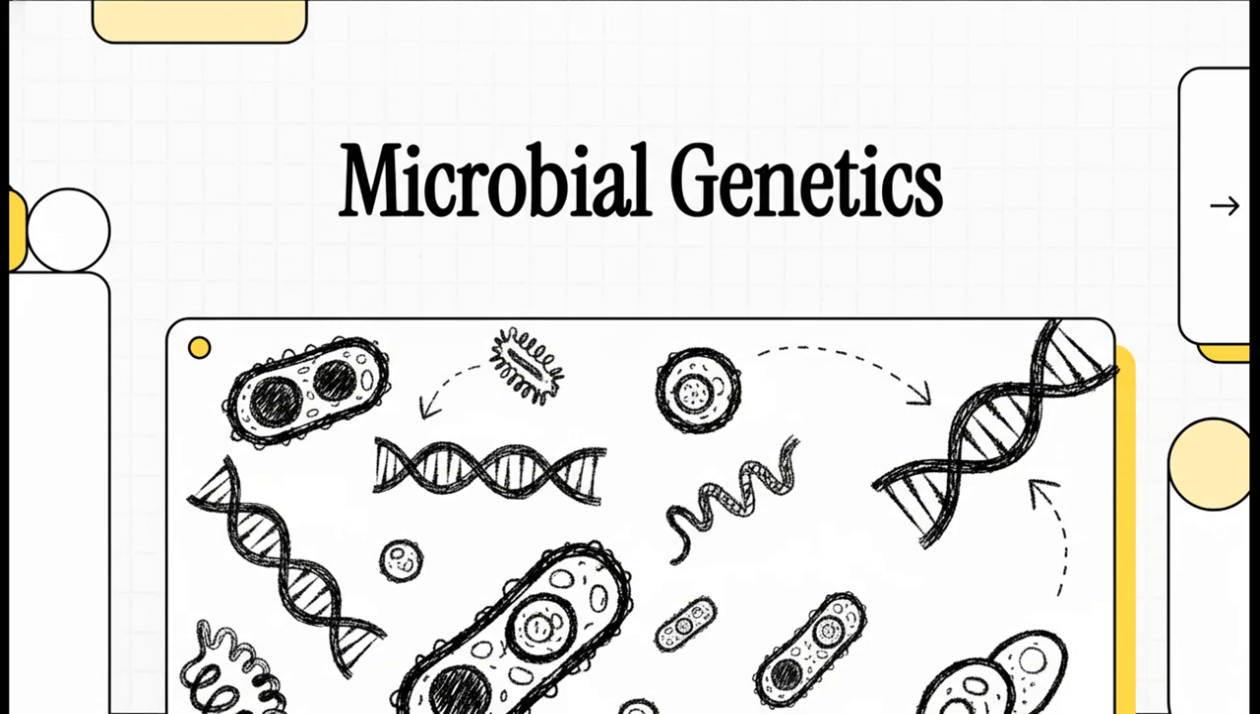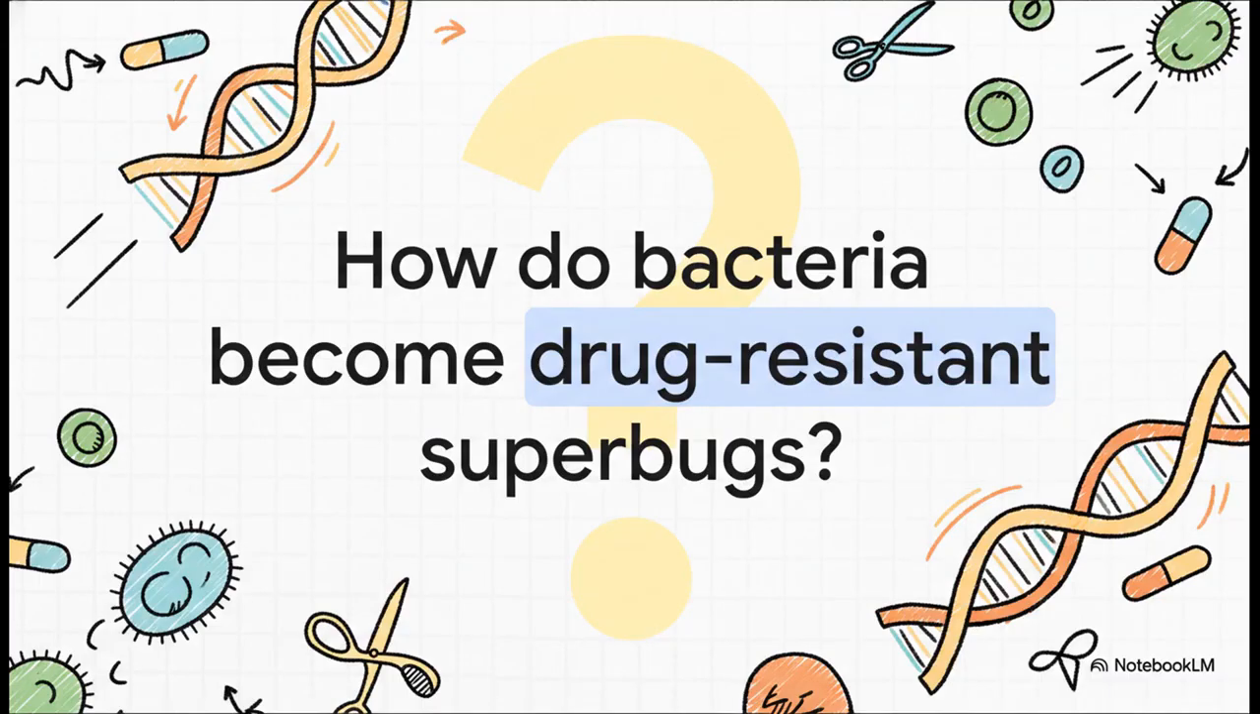Welcome to The Explainer. Today, we're decoding the master blueprint that governs the entire microscopic world. We're talking about bacteria and viruses, whose genetic secrets can literally be a matter of life and death for us. It's a huge question in modern medicine, right? And the answer isn't some kind of magic, it's genetics.